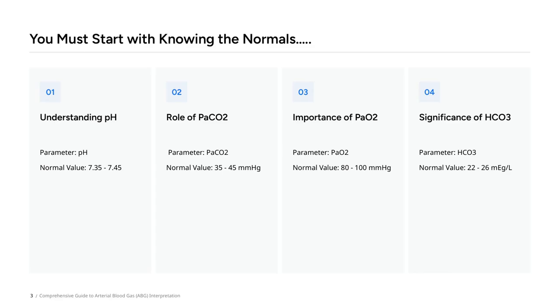Next, we have PaO2, which measures the partial pressure of oxygen in arterial blood. The normal value is 80 to 100 mmHg. This gives us an idea of how well oxygen is being transferred from the lungs to the blood, and it's vital for assessing oxygenation status.